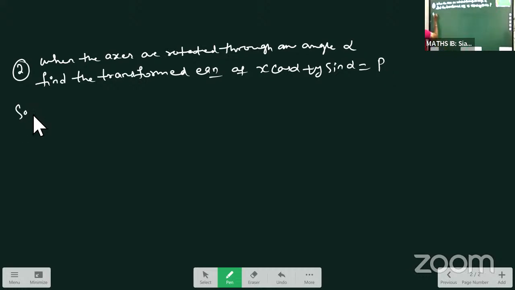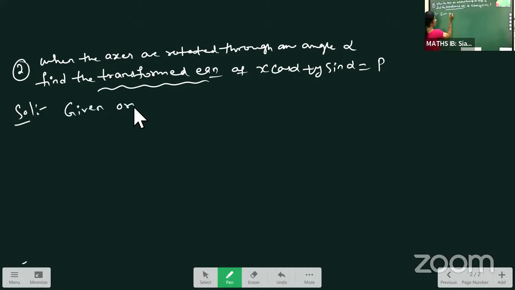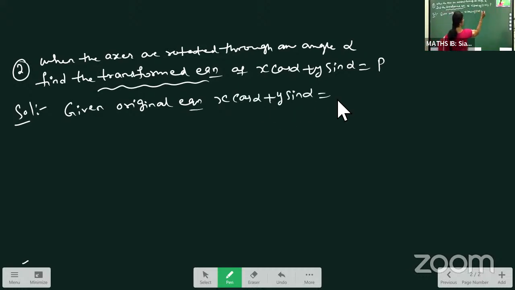The solution goes like this. Find the transformed equation, he is asking. So what does it mean? The given equation is the original equation. In the solution, we have to write the given original equation. What is it? x cos alpha plus y sin alpha is equal to P. And what else is given? Given that angle theta is equal to alpha.